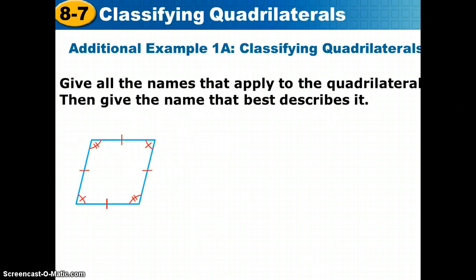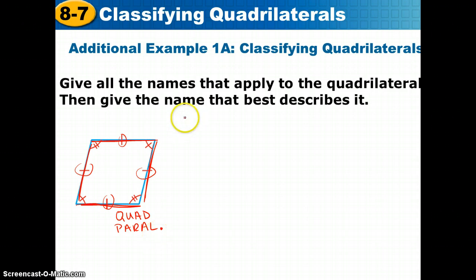So let's think about our tree as we're going to classify these quadrilaterals. We're going to give all the names that apply and then the best one for it. So let's look at our sides. Is this side equal to this side, equal to this side, equal to this side? Yeah. So first off, I think it's a quadrilateral because it does have 4 sides. Is this side parallel to this side? Yeah. Is this side parallel to this side? Yes. So it must be a parallelogram. And I'm going to just abbreviate that.